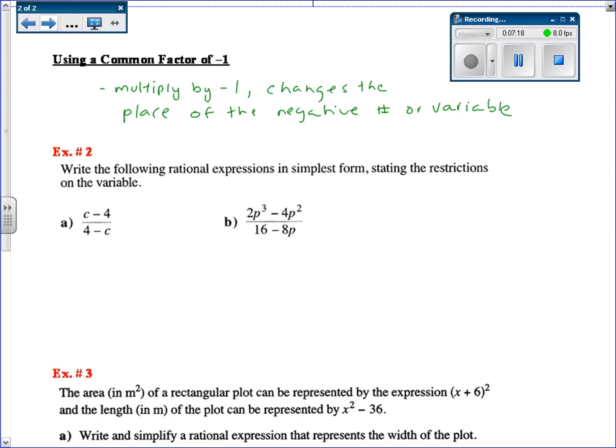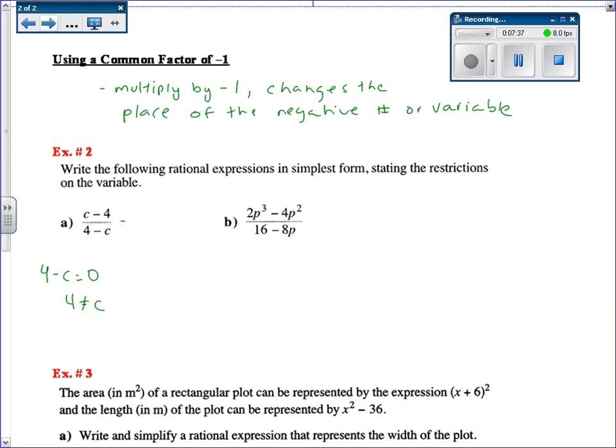So what I mean by that is if I take out a negative 1, okay? So I'm going to leave this as well, first of all, 4 minus c equals 0. So 4 cannot equal c. Okay, so that's our non-permissible value.